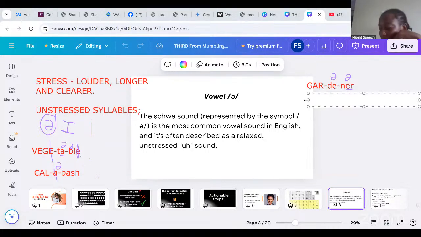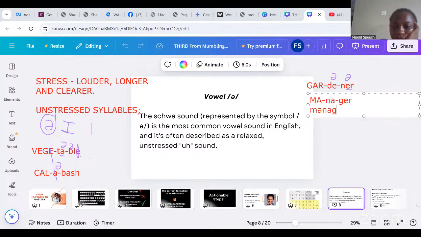I can have the word manager, instead of manage. Naturally, this word is supposed to be manage. The second A there is supposed to sound A, manage, nage. But when you add the suffix er, and it becomes a noun, and it has 3 syllables, we tend to stress the first syllable. So the second and the third syllables, the vowels in there tend to be reduced. So we say manager.